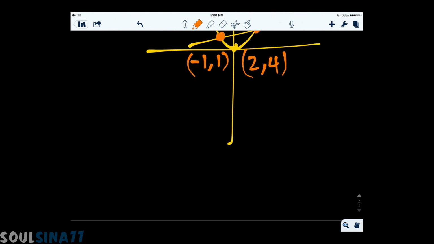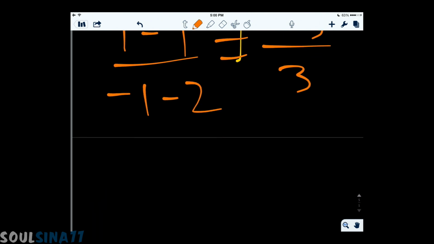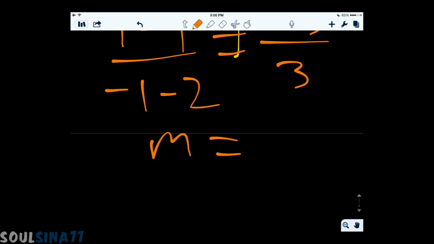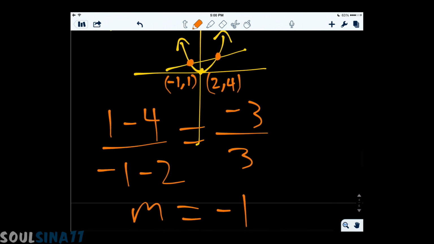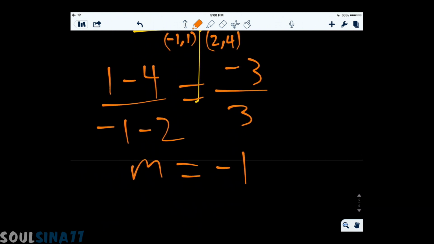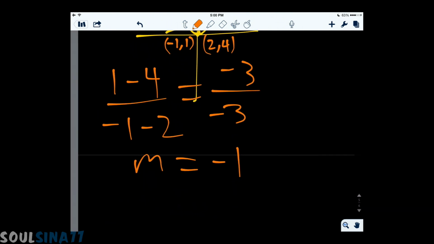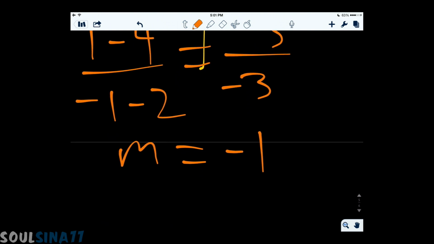So this is simple slope, right? We're going to have 1 minus 4 over negative 1 minus 2 gives us negative 3 over 3. The slope equals negative 1. That's not right. There we go. Sorry about that. So 1 minus 4 gives us negative 3. Negative 1 minus 2 gives us negative 3. So the slope is positive 1.